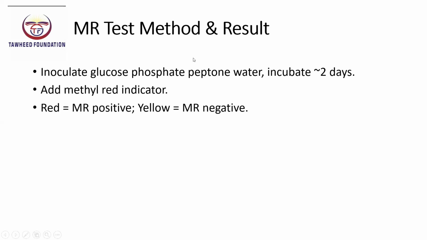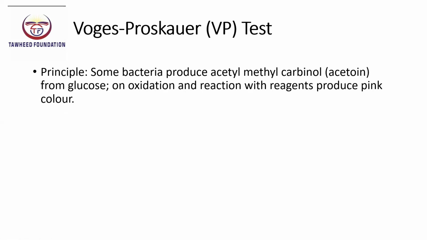Procedure for MR test: inoculate glucose phosphate peptone broth with bacterial culture and incubate for 48 hours at 37 degrees Celsius. Add methyl red indicator to the culture broth. Positive test, red color indicates stable acid production and positive mixed acid fermentation. Example is E. coli and Proteus species. Negative test, yellow color indicates less acid production and negative mixed acid fermentation. Example is Enterobacter and Klebsiella.